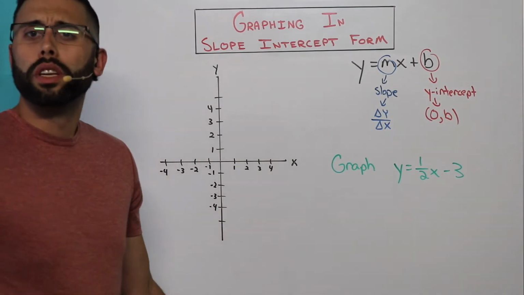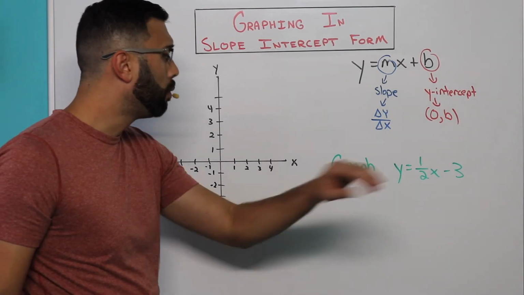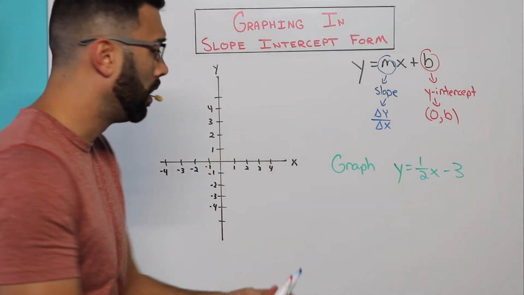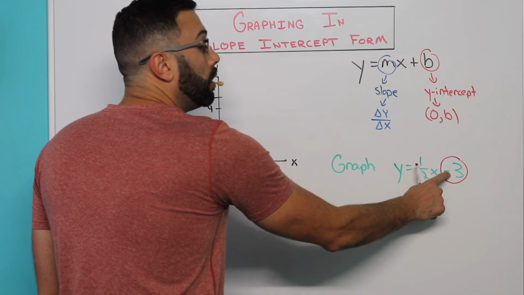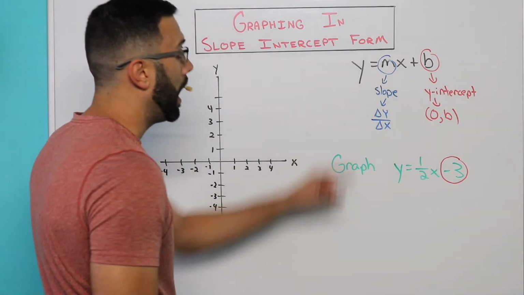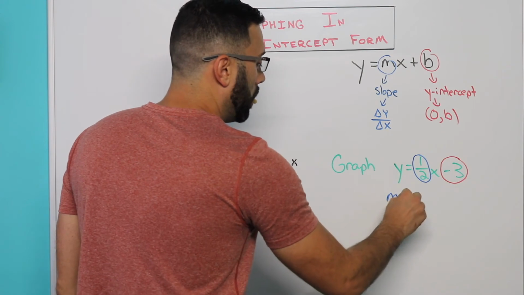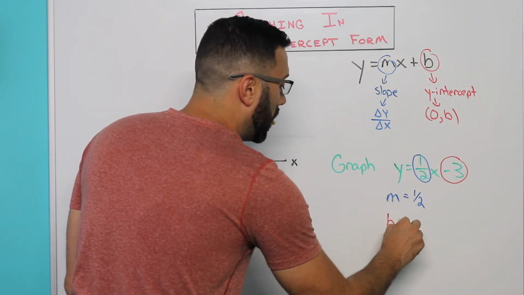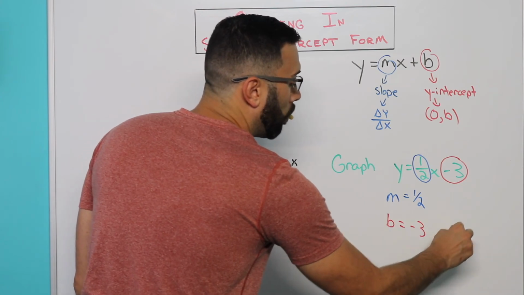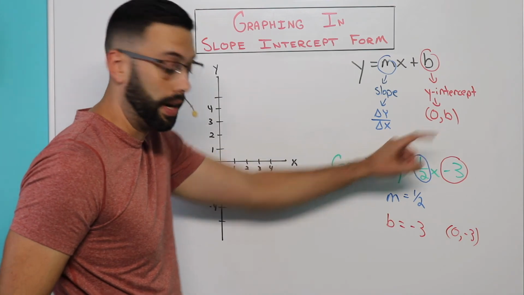Now that we know all this information, let's do it the quick way. Let's graph y equals 1/2 x minus 3. Well, I'm just going to circle the y-intercept right here. It includes the negative. And let's circle my slope right here. So m equals 1/2. My b equals -3, or I could write it as (0, -3). We know that's my point right here.